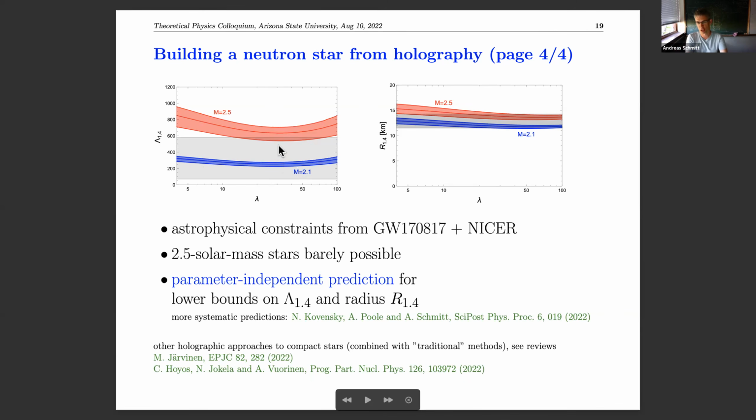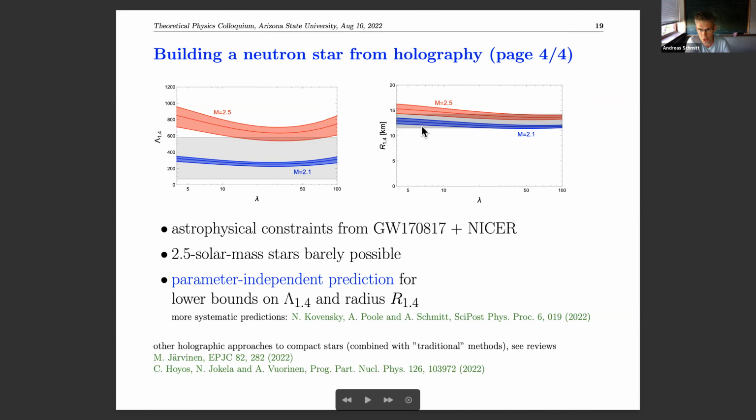Right? So there's a very general lower bound that we can extract. We also see that if our equation of state produces 2.5 solar masses, we are already slightly in conflict with this. So even though naively, without looking at constraints, we can go to very high masses, looking at the constraints, we will be constrained to something like 2.4, 2.5 solar masses by combining the holographic model with the constraints.